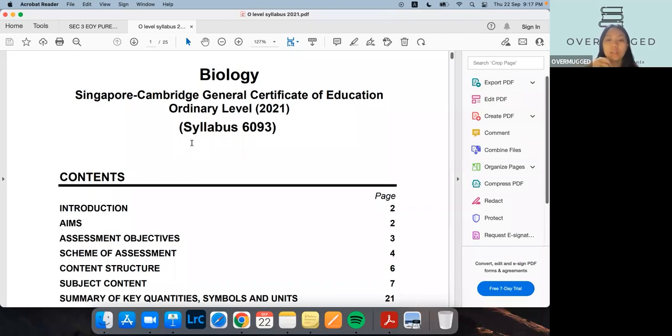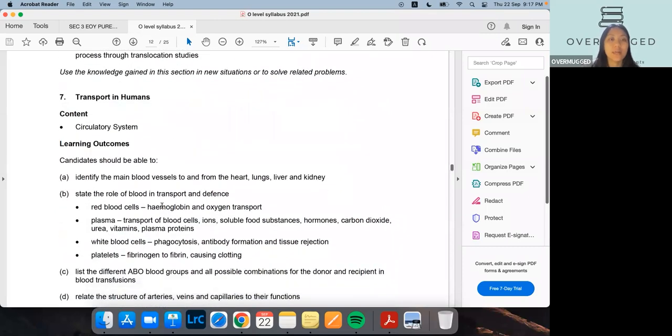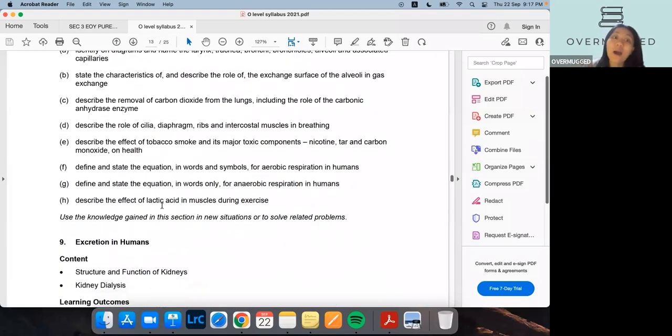So now, the set 4s, actually not just set 4s, but you guys are having an exam in 2 weeks, and the set 4s are having O-level in about 1 month plus a little bit. I've been asking them to use this document to basically sieve out what they don't know.